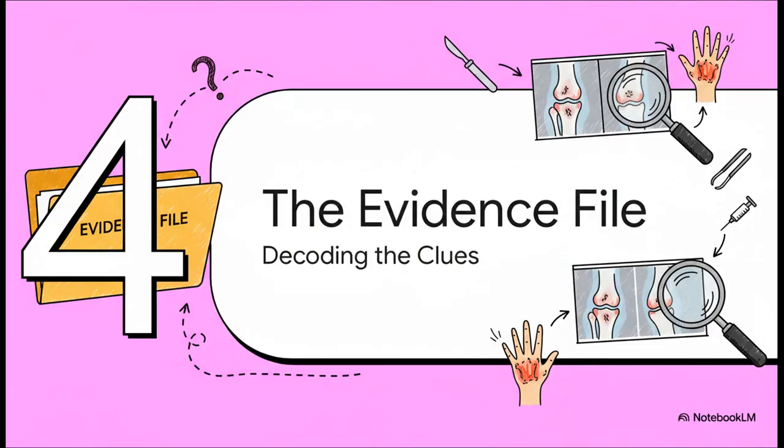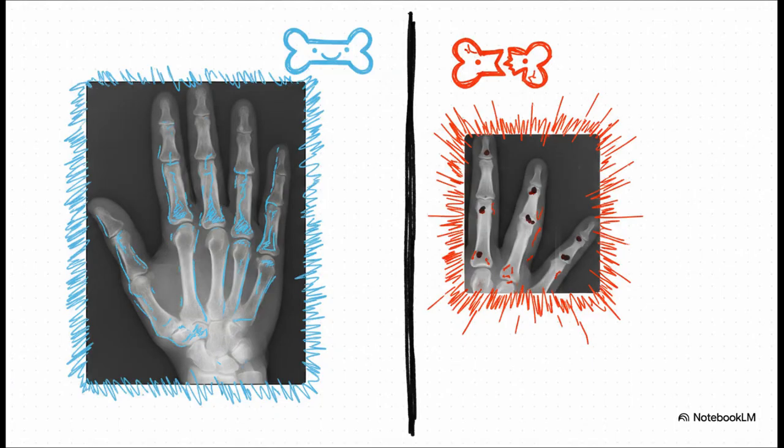Okay, we've got the tools. Now it's time to open the evidence file. Let's look at the specific clues, the telltale signs on these images that make a radiologist say, aha, that looks like rheumatoid arthritis. And wow, this is where a picture is truly worth 1,000 words. On the left, a healthy hand X-ray. You see those nice clean spaces between the bones? Now look at the right. That's a hand with advanced RA. The spaces are gone. The bones look almost moth-eaten in places. The visual evidence of that internal war is just undeniable.